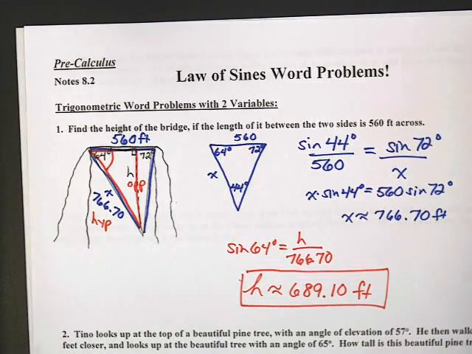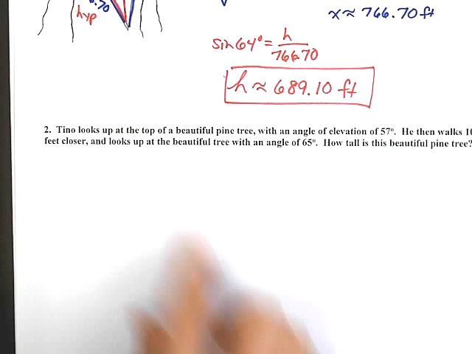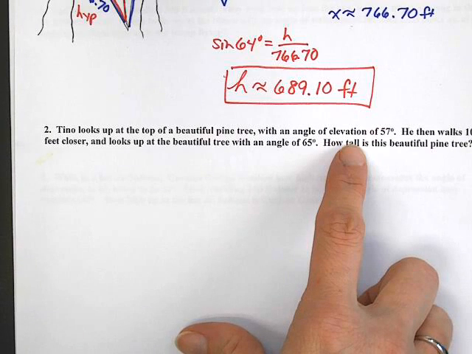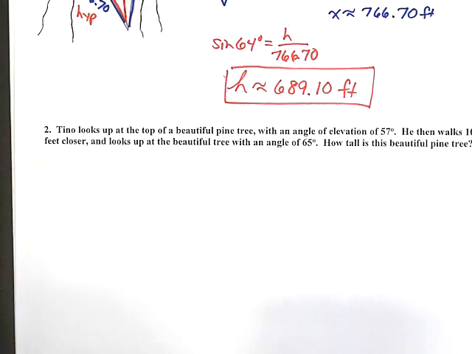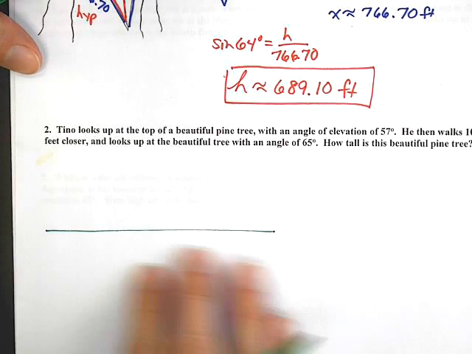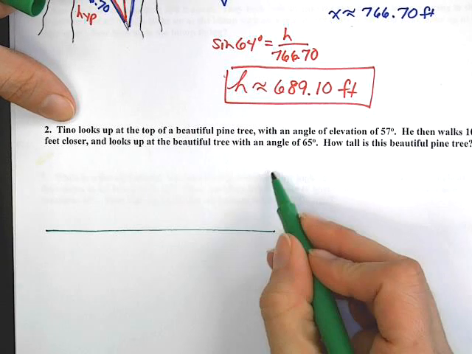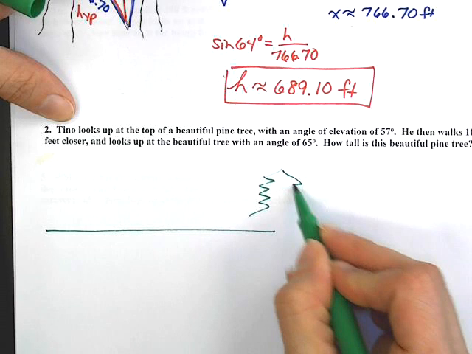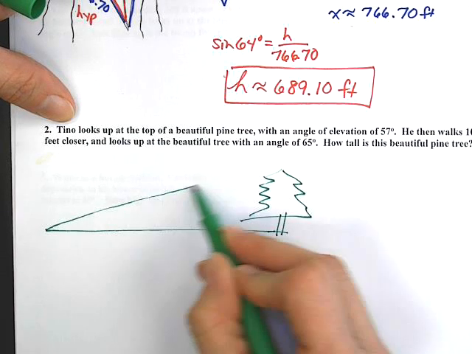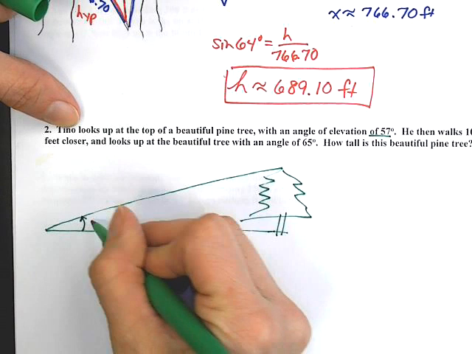Okay. All right, let's take a look at the next one. We're looking up at the top of a beautiful pine tree with an angle of elevation of 57 degrees. Okay, so the first thing you always want to do when you're doing word problems is draw the ground. You need to have a base, a bottom horizontal, and we look up at the top of a beautiful pine tree. Here's my beautiful pine tree. Yep, kind of weird. And the angle of elevation from horizontal up is 57 degrees.